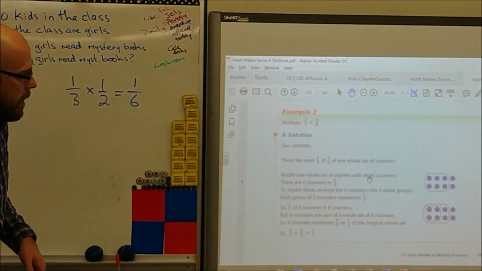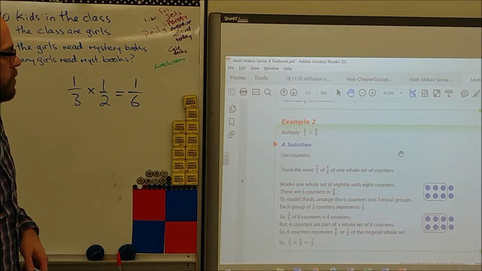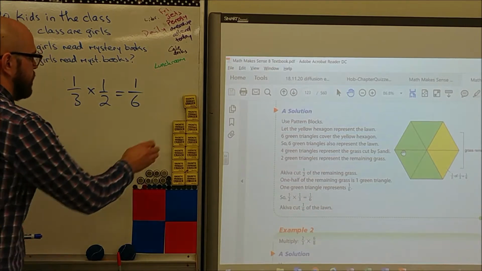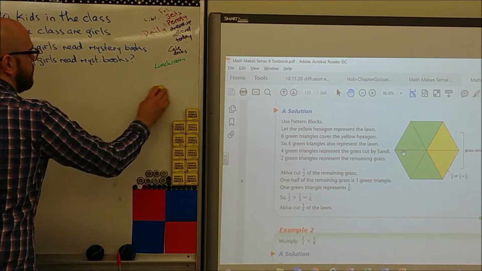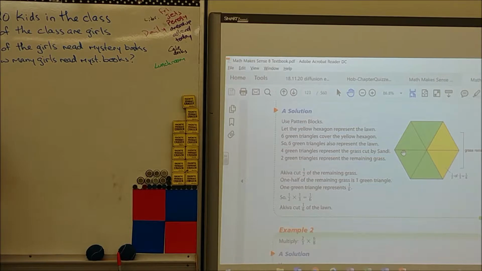So let's look at another way to model it. This says 2/3 and 6/8. So I'm going to do this on the board. I'm going to draw you a second model. Was it 2/3 and 6/8? Okay. Now watch how I say it.